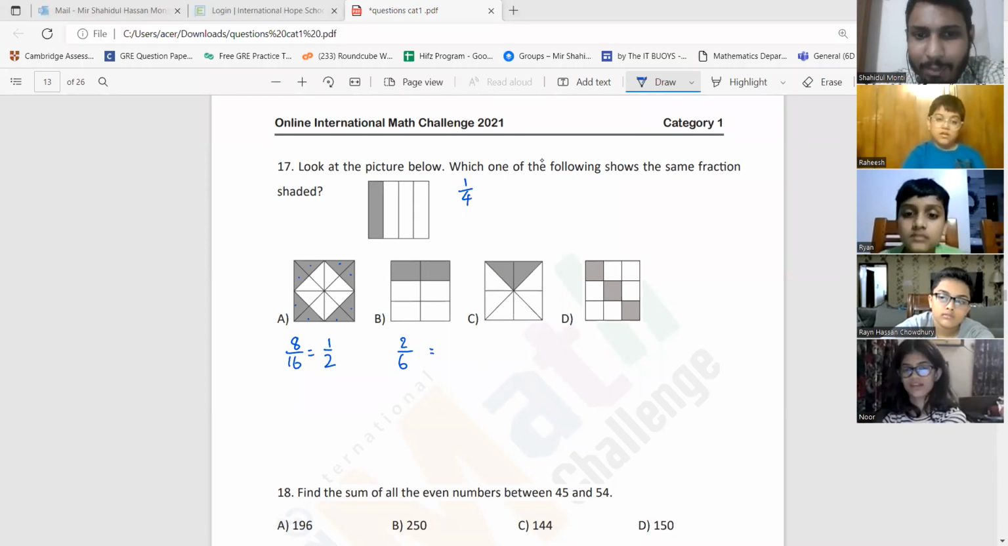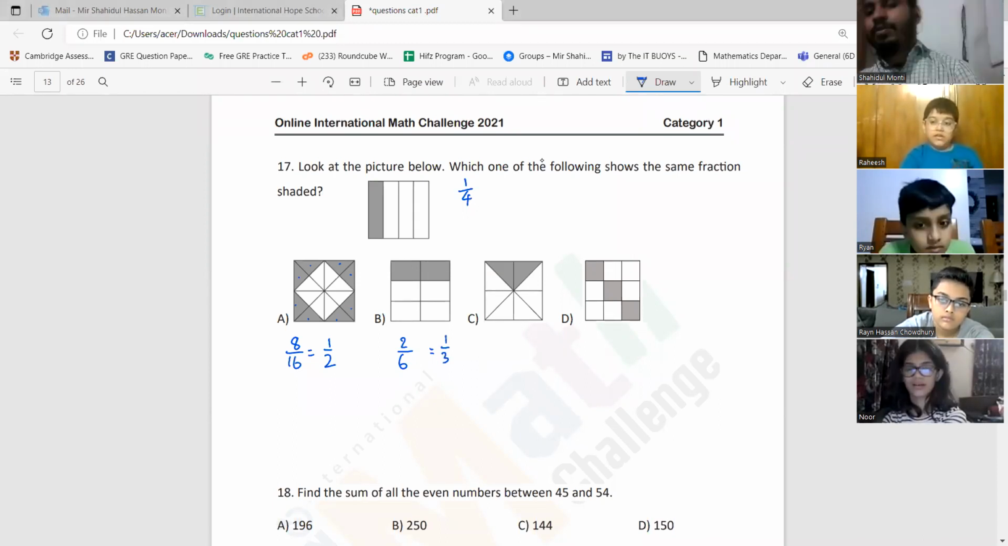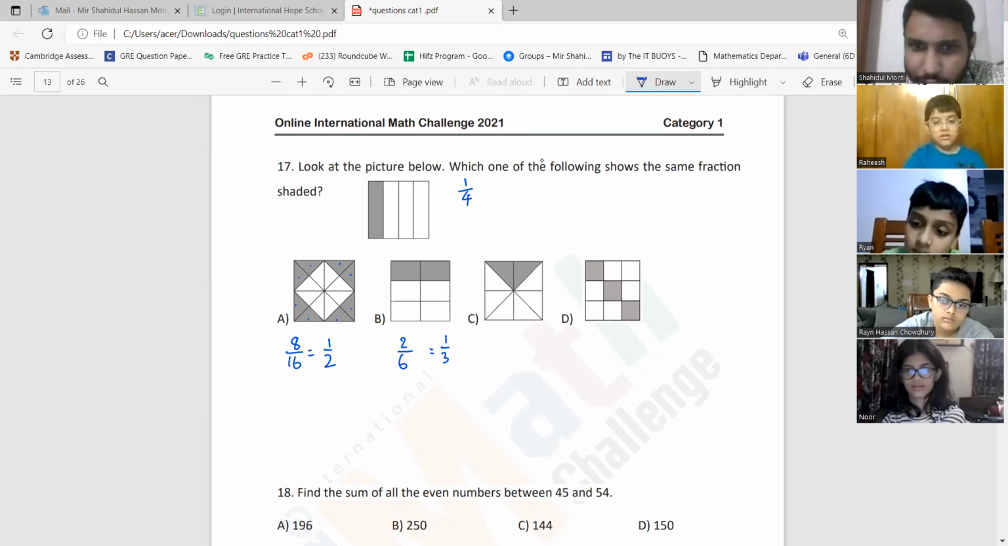2 divided by 2 is 1, 6 divided by 2 is 3. It's C. Very good. It's number C, because in number C we have 2 out of 8, which is equal to 1 out of 4. So we already know our answer.